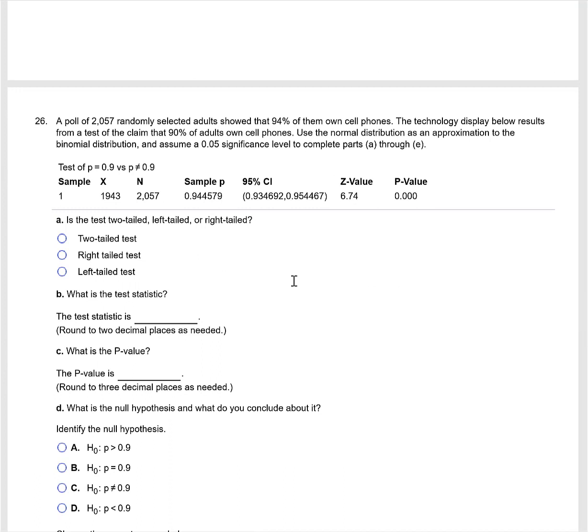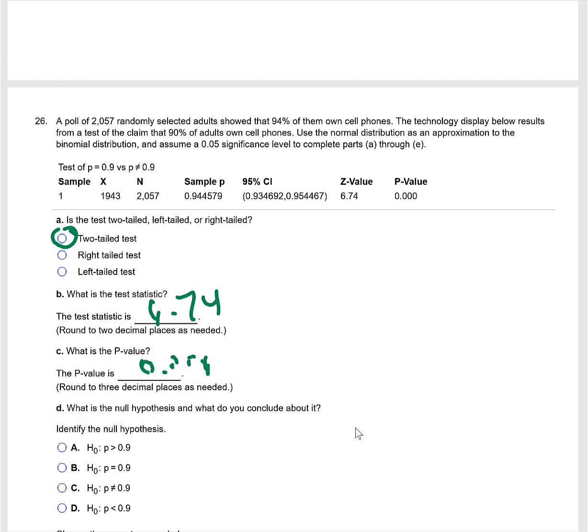Okay, number 26. A poll of 2,057 randomly selected adults showed that 94% own their cell phones. The technology displayed below results from a test of the claim that 90% own their cell phones. Use the normal distribution as an approximation to the binomial and assume a 0.05 significance level to test parts A through E. So first of all, is this a one-tailed or a two-tailed test? It's a not equal to alternative, so it's a two-tailed test. What's the test statistic? The test statistic is the z, and it's 6.74. And what's the p-value? It's basically 0.